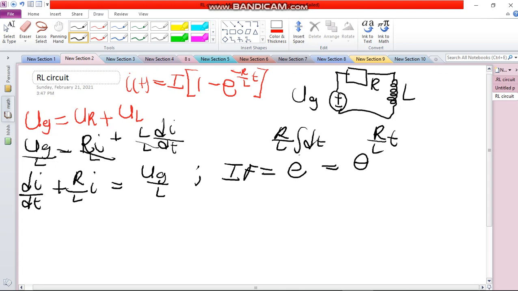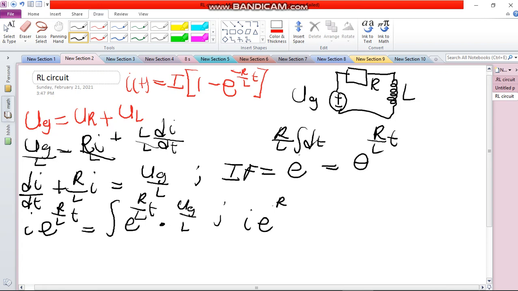Now let's substitute our integration factor and multiply it with our dependent variable. So e to power R over L t times i will be equals to the integral of e to power R over L t multiplied by Ug over L. Let's integrate the right hand side.